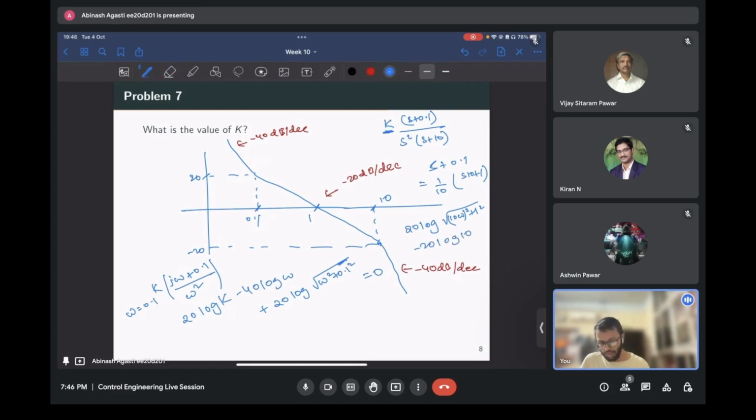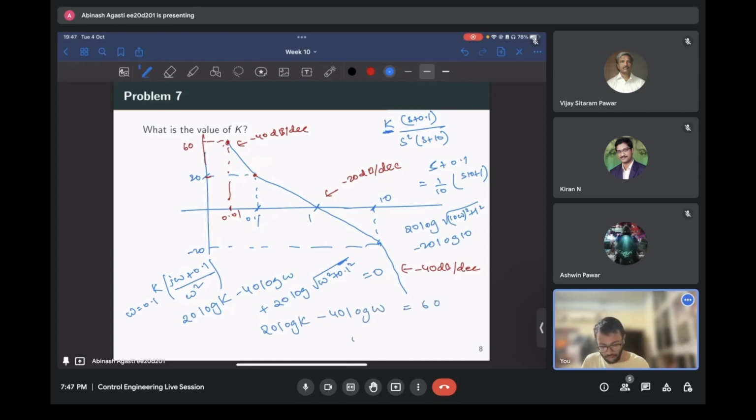Okay, better yet, to avoid all this confusion, what we can do is we can choose a point, say 0.01, right? And find the value here. By the minus 40 dB per decade, we can extrapolate it upwards. Here it was 20 here. So one decade earlier, it would be 60 dB. So at that point, we'll have only from 20 log K and the 40 log omega values. That is equal to 60.